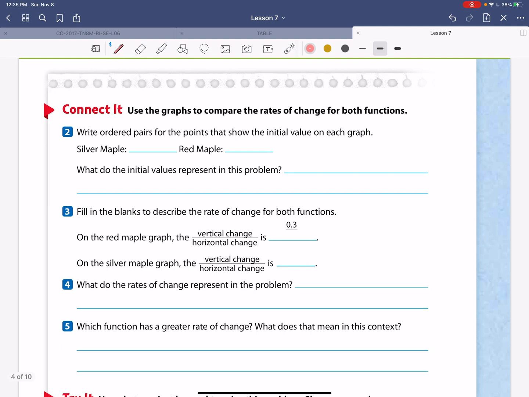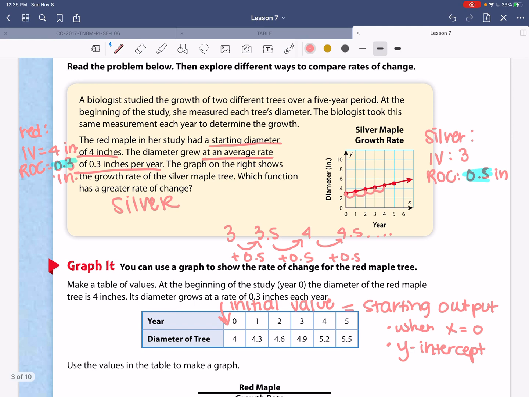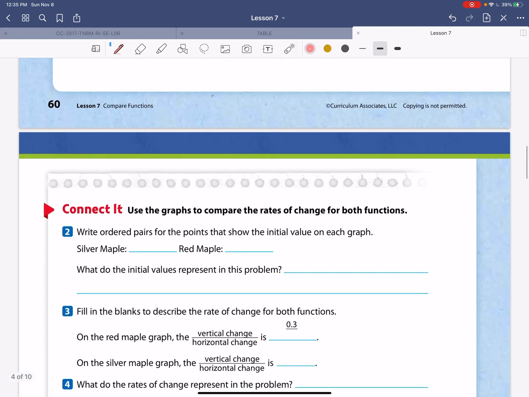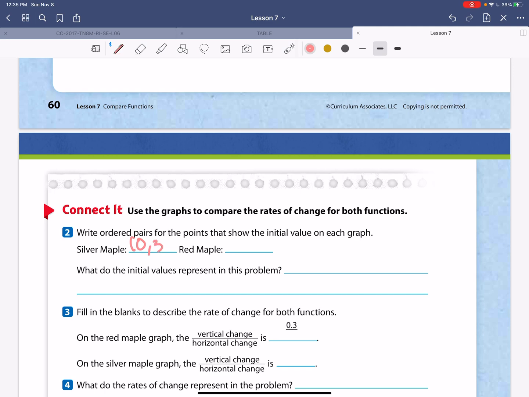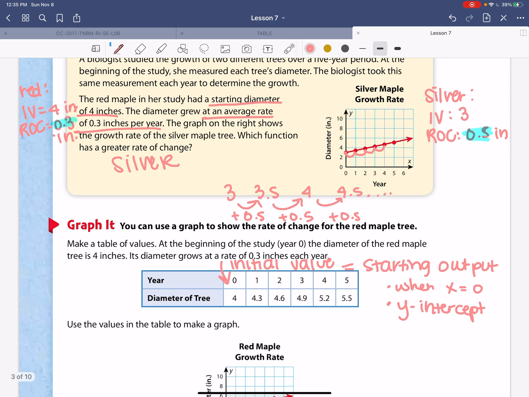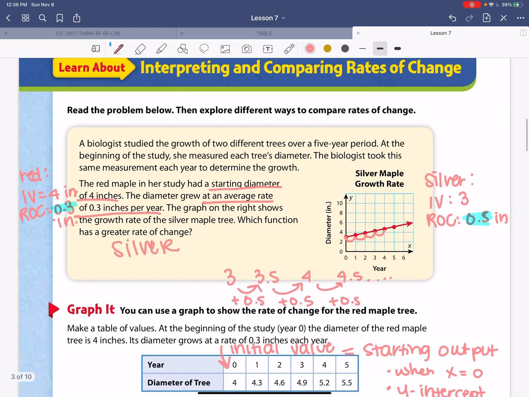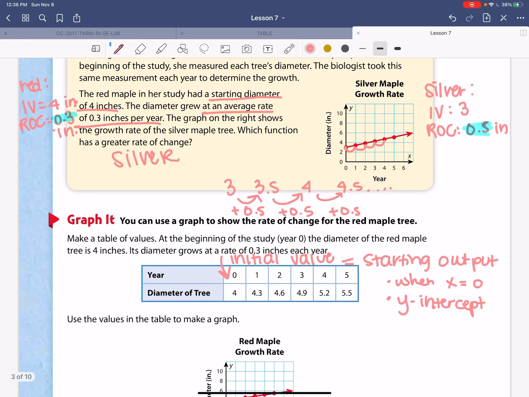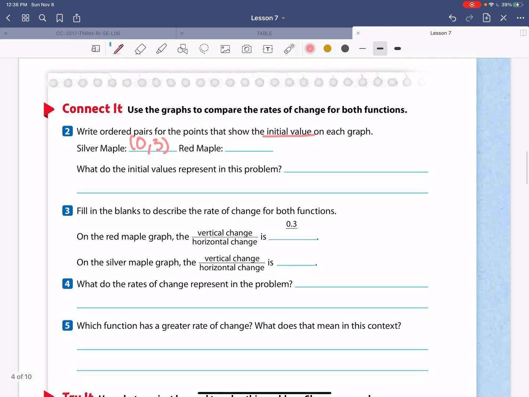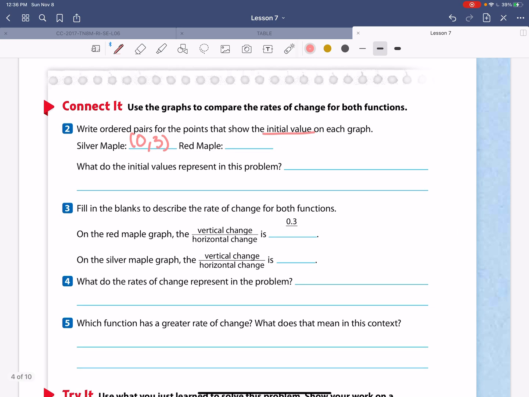So let's go ahead and move on to the connected problems. So number 2 says write ordered pairs for the points that show the initial value in each graph. The silver maple, of course, when I scroll back up, it started at 0,3. And the initial value, like we said, is the starting output. So that's how much it was, or the diameter of that tree in year 0 when it started there. The diameter of the red maple tree in year 1 was 4. So the initial value here as an ordered pair would be 0,4.